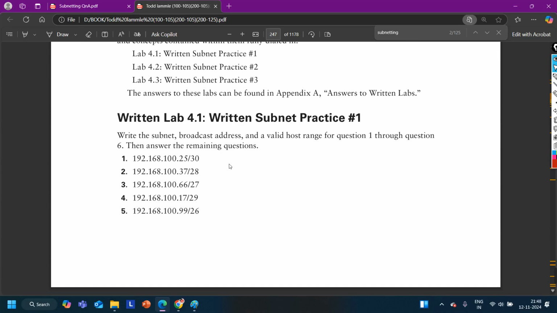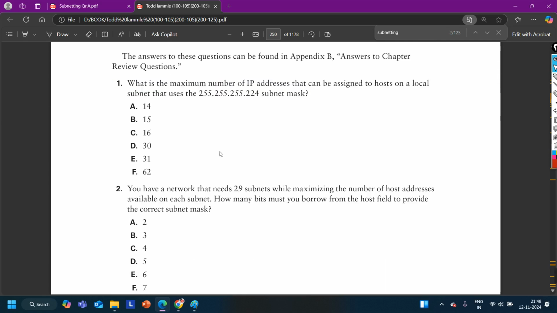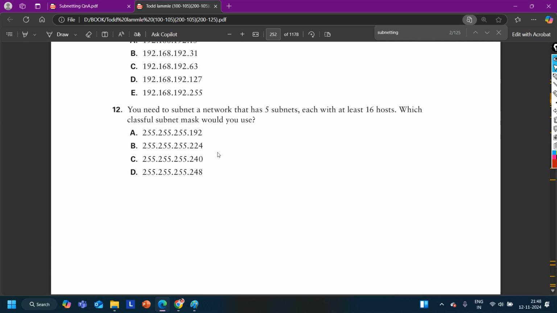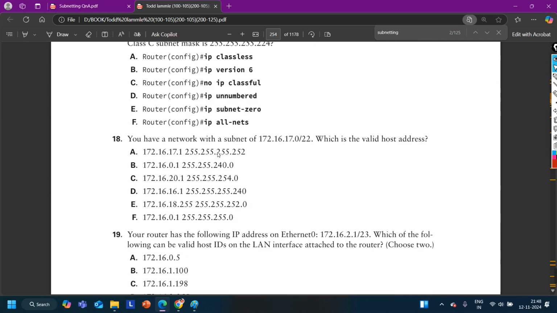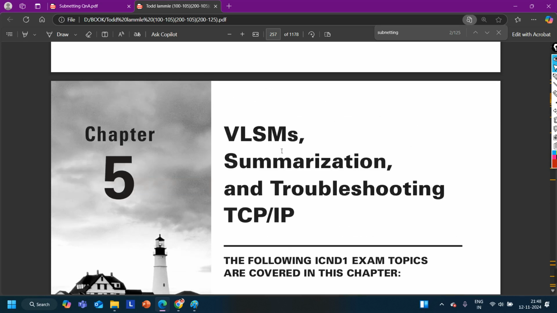After that you can see some practice. Write the subnet, broadcast address and valid host range. You can try to solve these questions as well. And once you practice, trust me, you will become a master in subnetting. Everywhere we are going to use subnetting, in routing, in designing, whenever we talk about network configuration, we will be using subnetting.